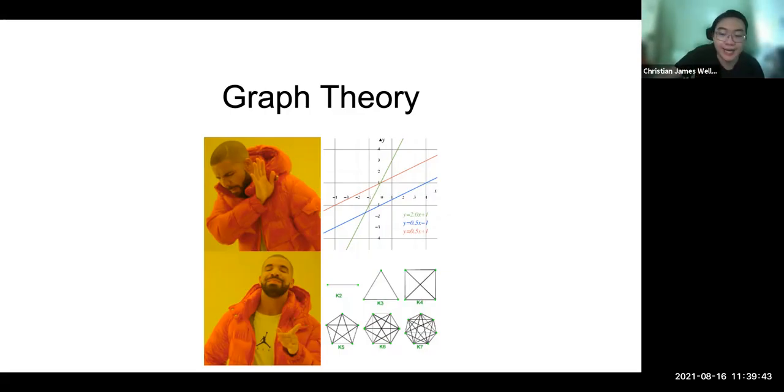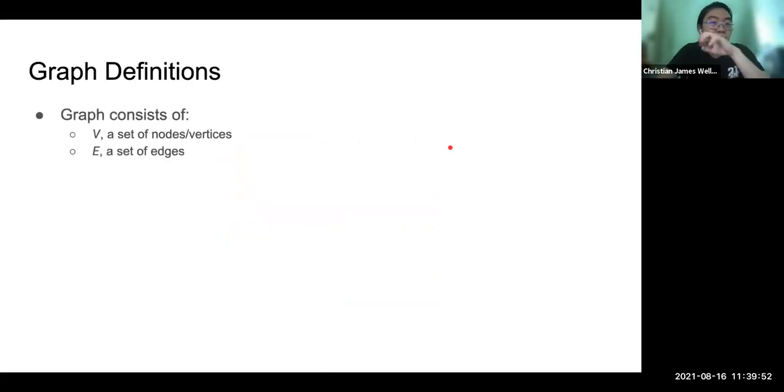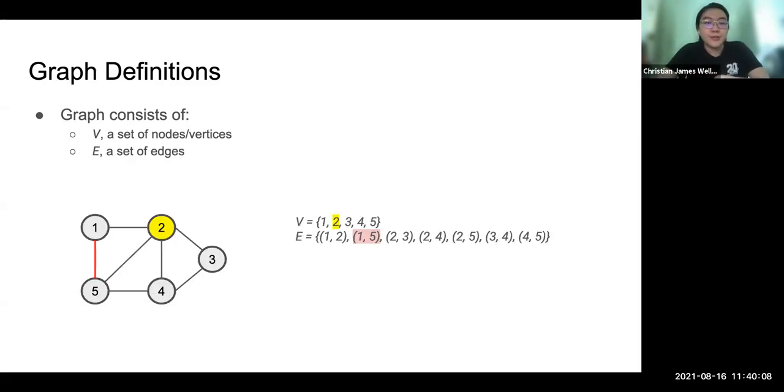Graph theory is a really big thing in computer science, not the typical math x-axis, y-axis graph. Let's quickly revise graph definitions. A graph consists of V, a set of nodes or vertices, and E, a set of edges. I might use nodes and vertices interchangeably, but I hope by now you are familiar enough that you know what I'm referring to. For example, we have this graph over here, 1, 2, 3, 4, 5, which are the set of vertices, and these are the set of edges.